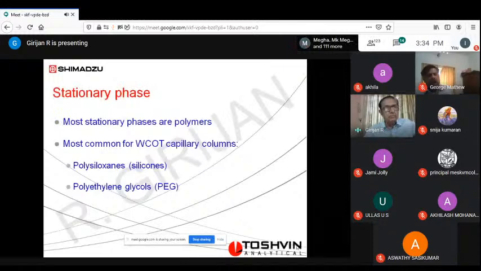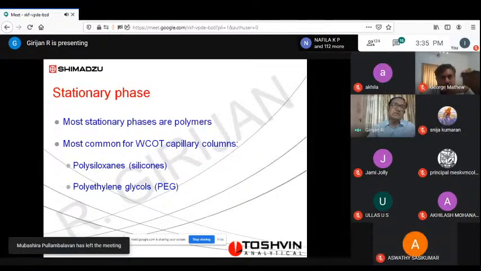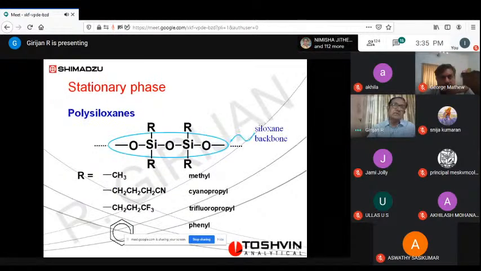There are two major types of capillary column. And what are the stationary phases we are going to use in GC? Most of the time, the stationary phases are polymeric in nature. They're all polymers. And what type of polymers can we use? We can use polysiloxane, that is silicon polymers, or we can use polyethylene glycol, PEG. They're popularly known as PEG columns. These are the two major types of stationary phase we are going to use in GC.